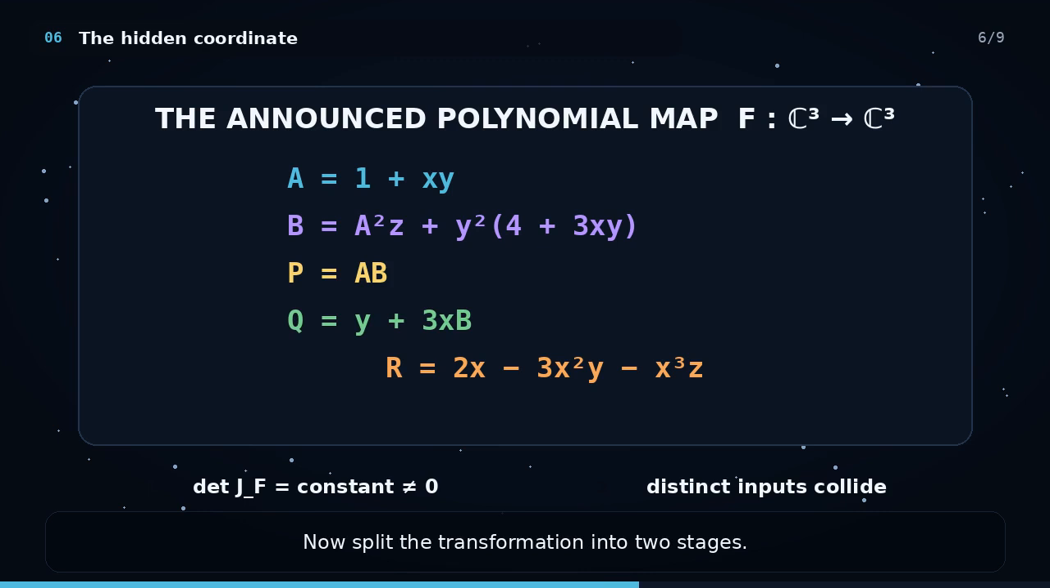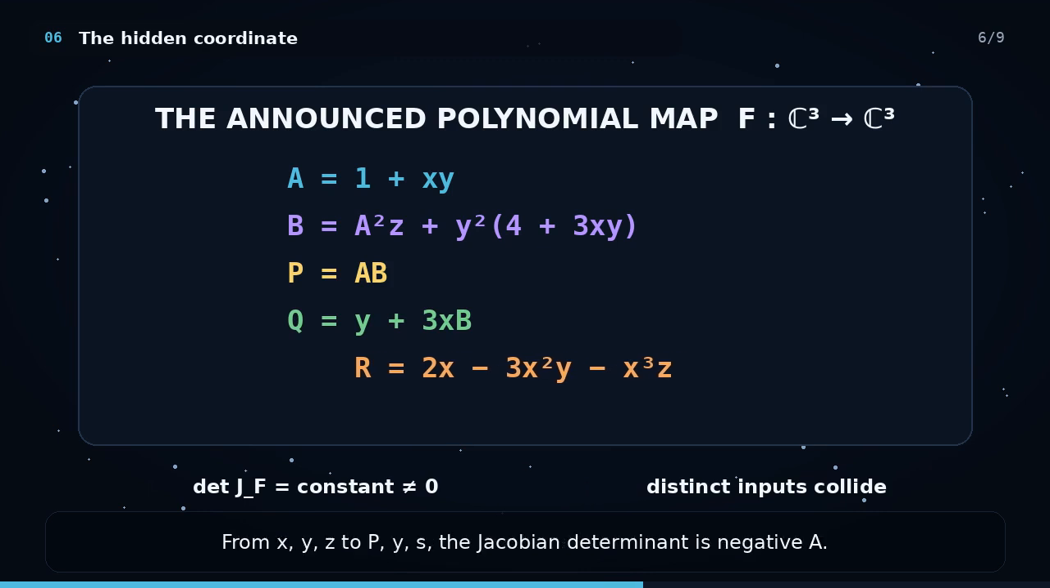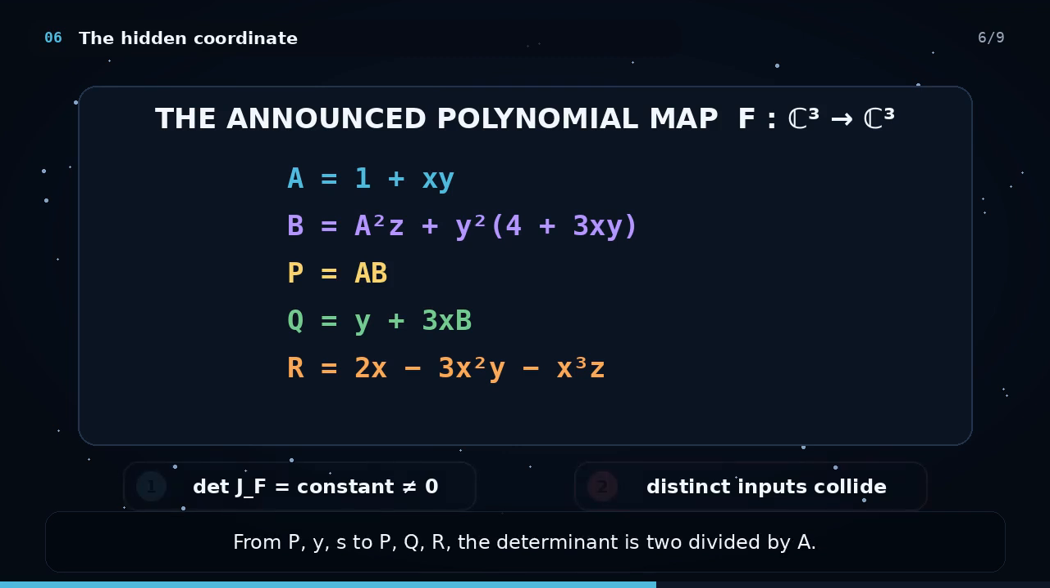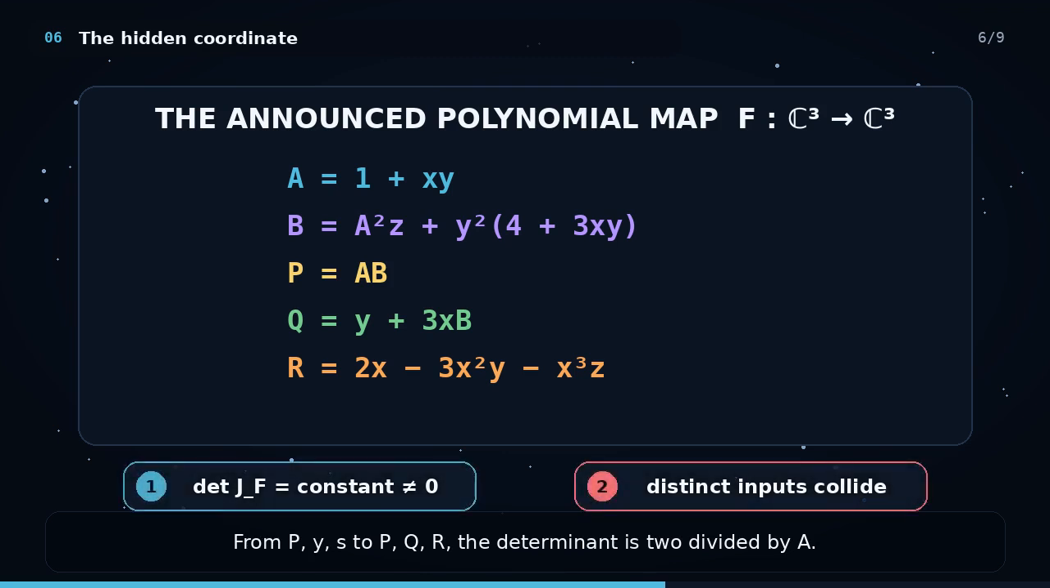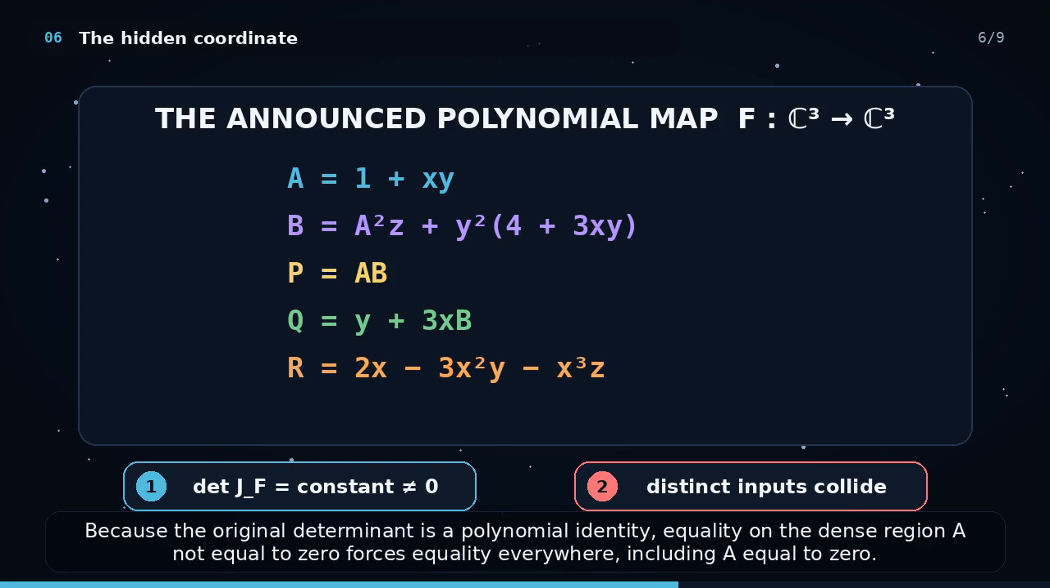Now split the transformation into 2 stages. From x, y, z to P, Y, S, the Jacobian determinant is negative A. From P, Y, S to P, Q, R, the determinant is 2 divided by A. Multiply them. Negative A times 2 over A is exactly negative 2. Because the original determinant is a polynomial identity, equality on the dense region A not equal to 0 forces equality everywhere, including A equal to 0.